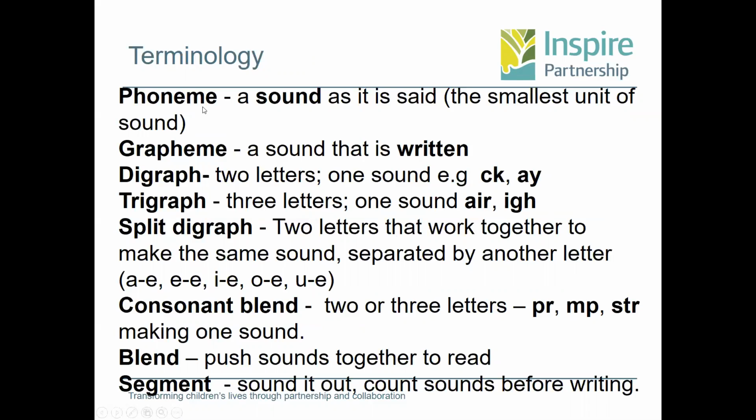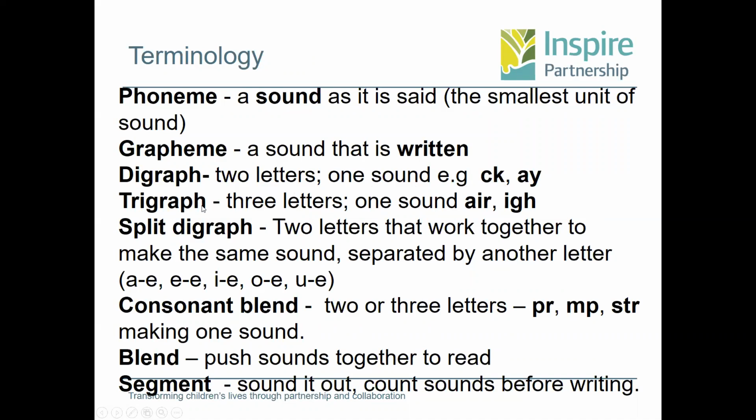Just to recap the terminology that we use. A phoneme is a sound as it is said. It's the smallest unit of sound. A grapheme is a sound that is written, made up of the letters that it's written with. A digraph is 2 letters together that make one sound. So for example, in the word duck, ck is a digraph. It makes one sound, a k sound, but it's spelled with 2 letters, here c and k.